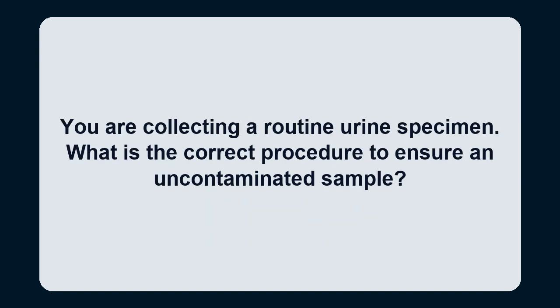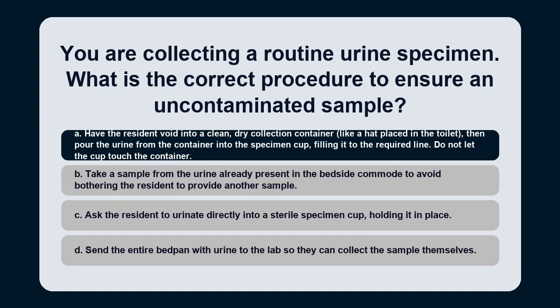Question 6. You are collecting a routine urine specimen. What is the correct procedure to ensure an uncontaminated sample? Option A. Have the resident void into a clean, dry collection container, like a hat placed in the toilet, then pour the urine from the container into the specimen cup, filling it to the required line. Do not let the cup touch the container.